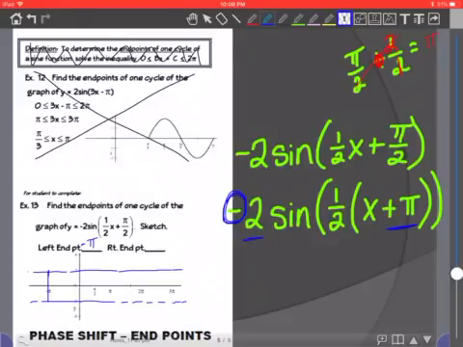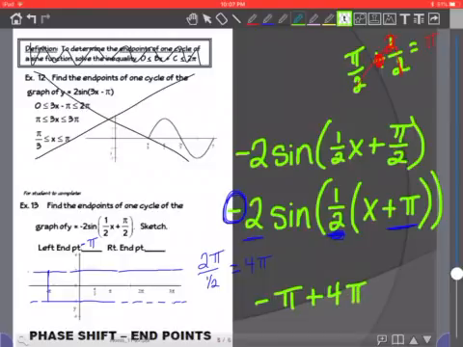The other thing that you need to check is the period. So we take 2 pi and divide it by the b value, which in this case is 1/2. 2 pi divided by 1/2 is 4 pi. So that means that in 4 pi from its starting point, it will make 1 full cycle. Well, we started at negative pi. So if I add 4 pi to that, you get 3 pi. So at 3 pi, it should make 1 full cycle. That's the right endpoint.